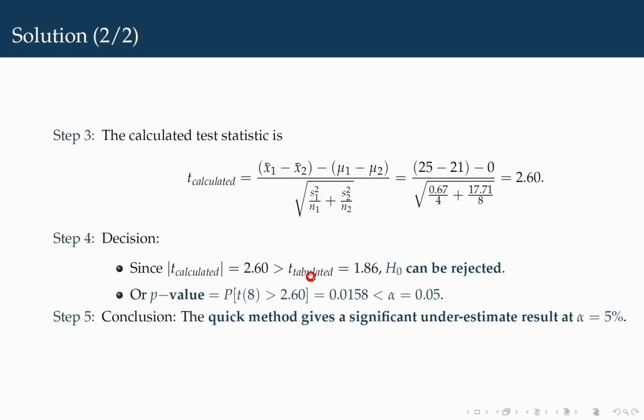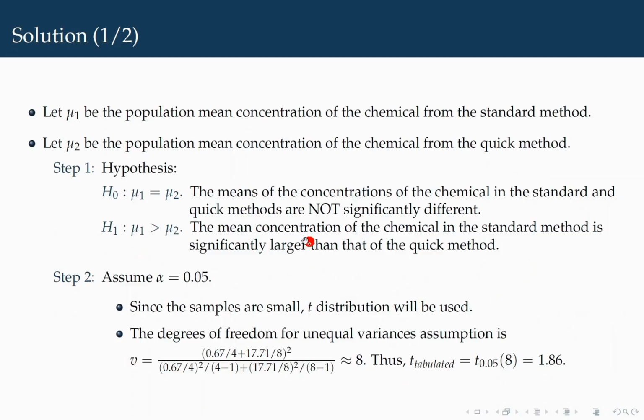So the calculated value is greater than the tabulated value, H0 can be rejected. Or if you obtain the p-value using statistical software, it will be around 0.0158, which is less than 0.05, therefore H0 can be rejected. So our final conclusion is the quick method gives a significant underestimate at the 5% level of significance, or the mean concentration of the chemical in the quick method is significantly lower than that of the standard method.